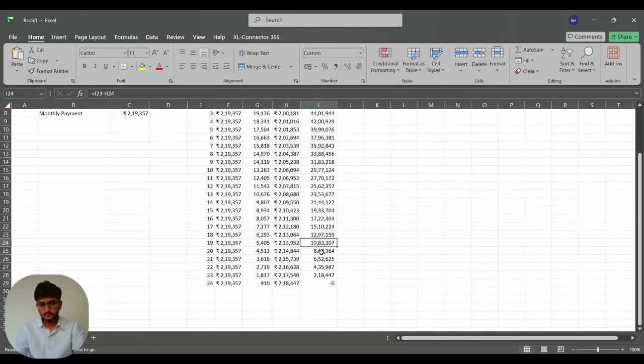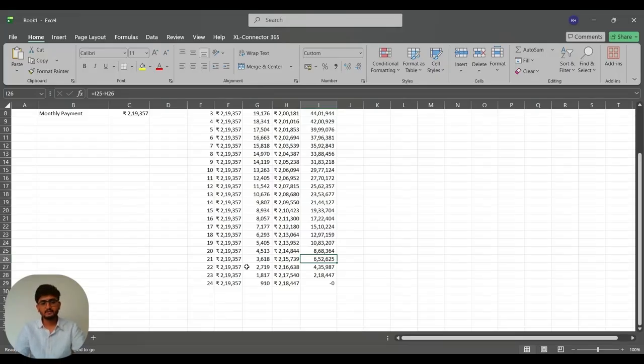10,83,207 rupees. Okay, then for the 20th month, the EMI and interest, then we'll get the actual principal, then the remaining debt is 8,68,364 rupees. Next, like that, the 21st month, the EMI amount and interest we calculated on the last debt, on the basis of 3,618 rupees, and the actual principal we are paying. Then we'll get the remaining debt.